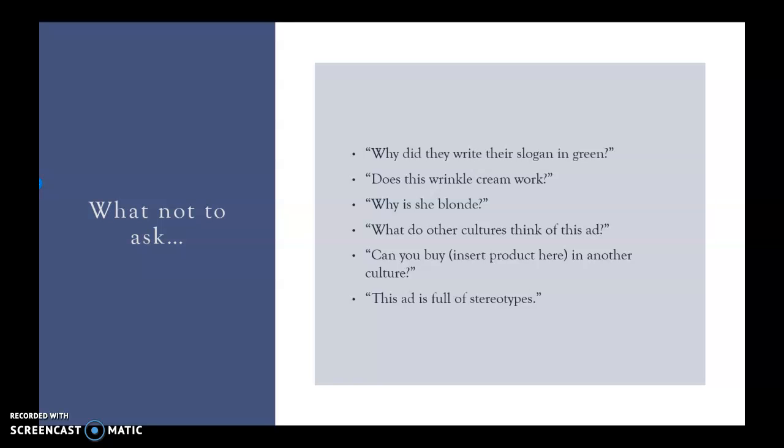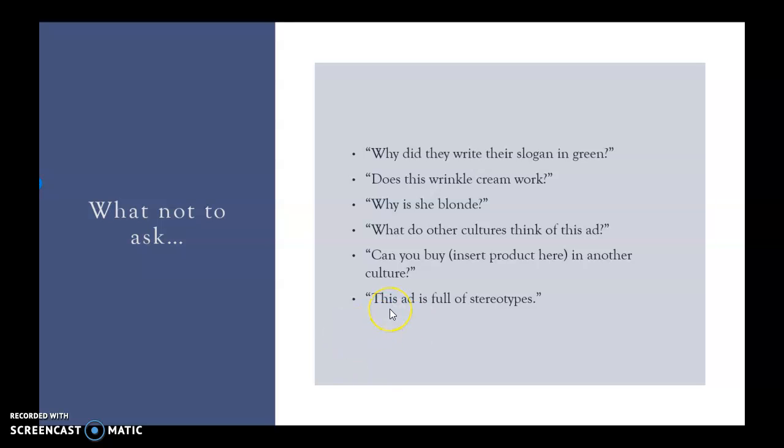So the next question actually has similar issues. Can you buy insert product here in another culture? Well, remember, culture goes beyond a location where someone lives. People all across our country have different cultures. People who live in the same state or in the same town have different cultures. So the second issue with this question is that it's asking about the product and not asking about a culture.